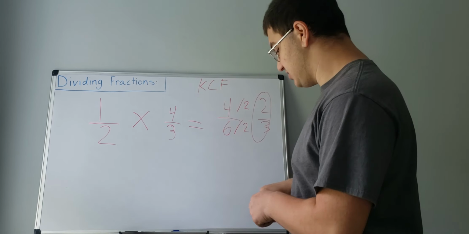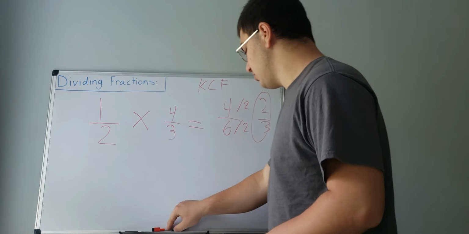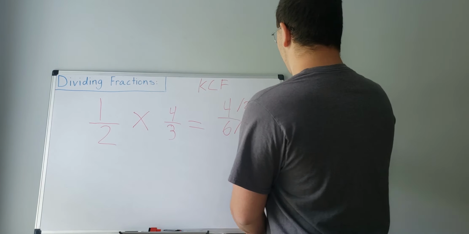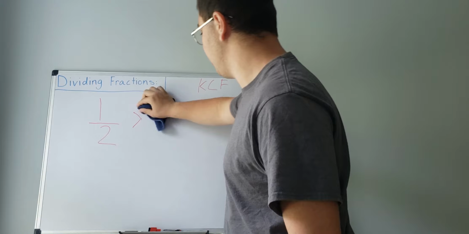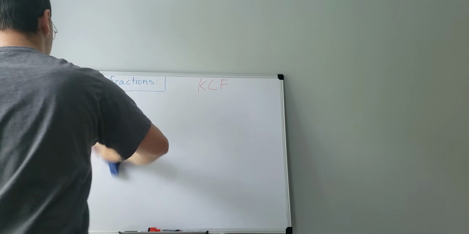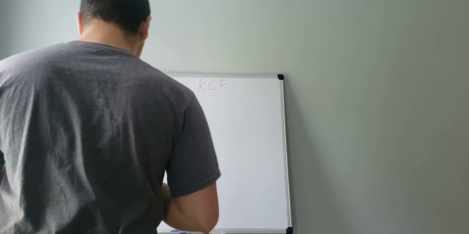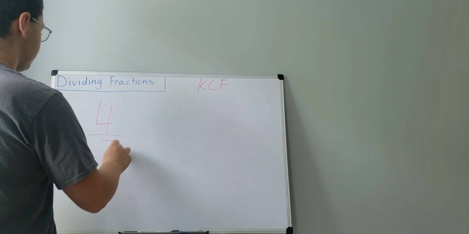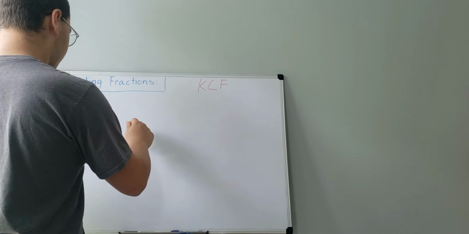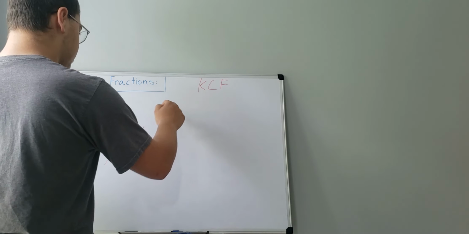Okay, let's move on to the next example. And for the next example, we'll be doing the butterfly method. The next example will be 4/7 divided by 6/3.